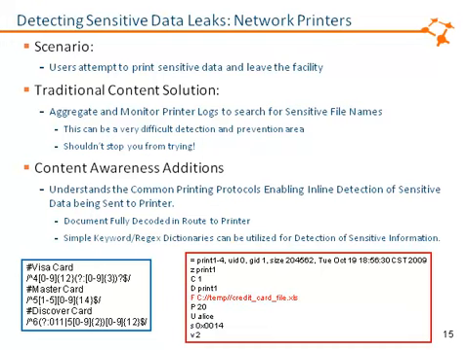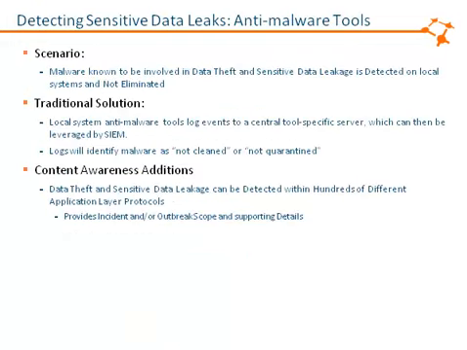All right, let's look at how anti-malware tools can help. So malware known to be involved in data theft and sensitive data leakage is detected on a local system, but it's not eliminated. Traditionally, what would we do? We look at local system anti-malware log tools, like a centralized antivirus server, and we can then leverage that with a normal content-aware SIEM. Logs will identify malware as not cleaned and not quarantined. So we're looking for those type of events to come back from our centralized AV server.